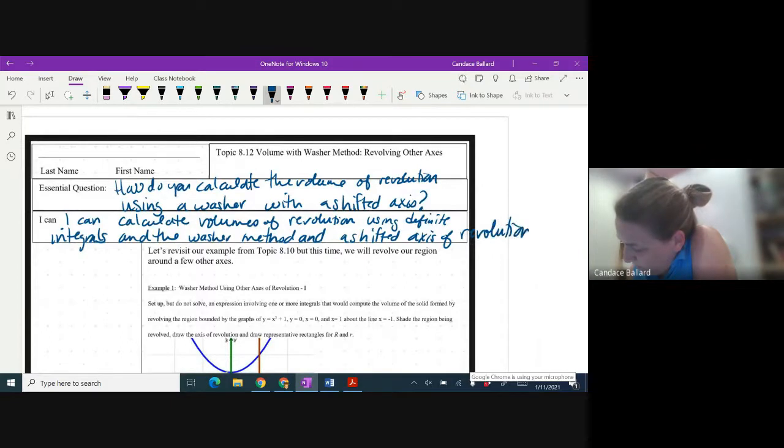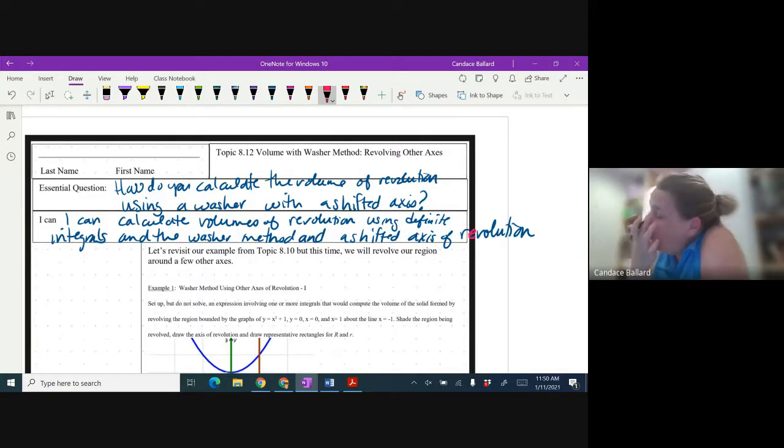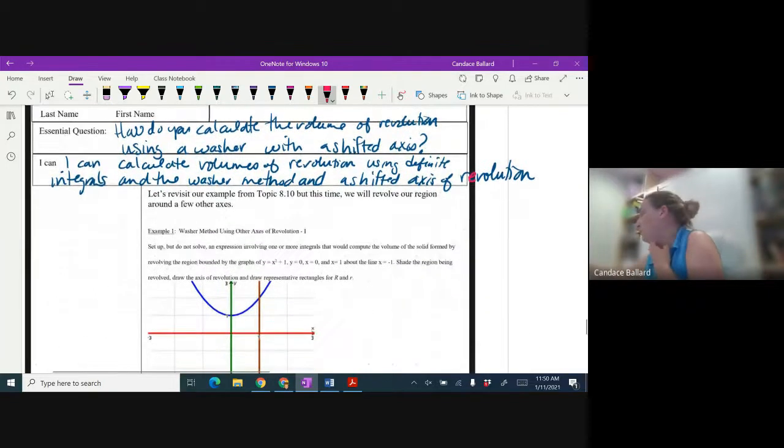That says revolution. It's bright pink. Revolution. Okay, I'll give you a minute to get that written here. Okay.